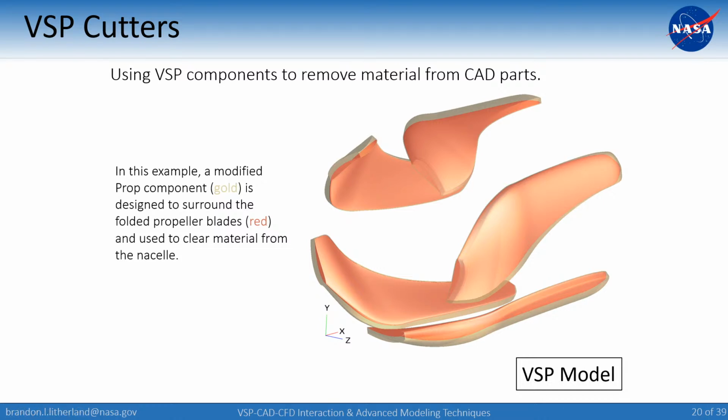So what we'll talk about now is using OpenVSP components to remove material from CAD parts. And a lot of these, you'll notice I'm using these high lift propeller blades from X57 because that's what I'm most familiar with. That's what I was doing at the time. So the demonstrations that you're going to see are part of the design process and go into how I created these things. So in this case, the cutter parts are these in gold, and the actual physical blades are in red. And the gold part is used to clear material away from the nacelle to make sure that the red propeller blades aren't going to strike the nacelle when they fold back.